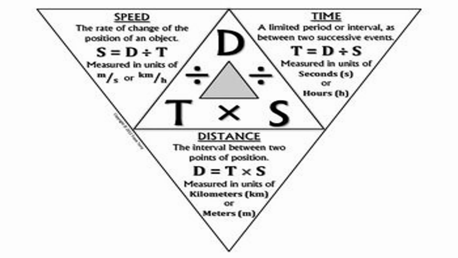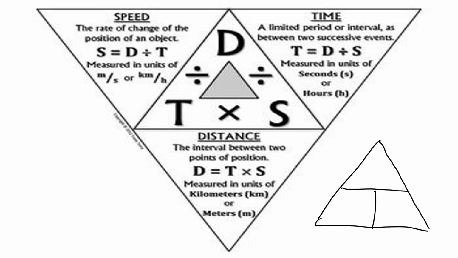This triangle will help you solve any speed-related problem, and it's actually really simple to use. The one on your screen right now is a bit more advanced, but it's the same thing. I'm going to draw a simplified version of this triangle. I'm going to put distance up at the top, time to the left, and speed to the right. By using this, I can easily figure out whatever I want.